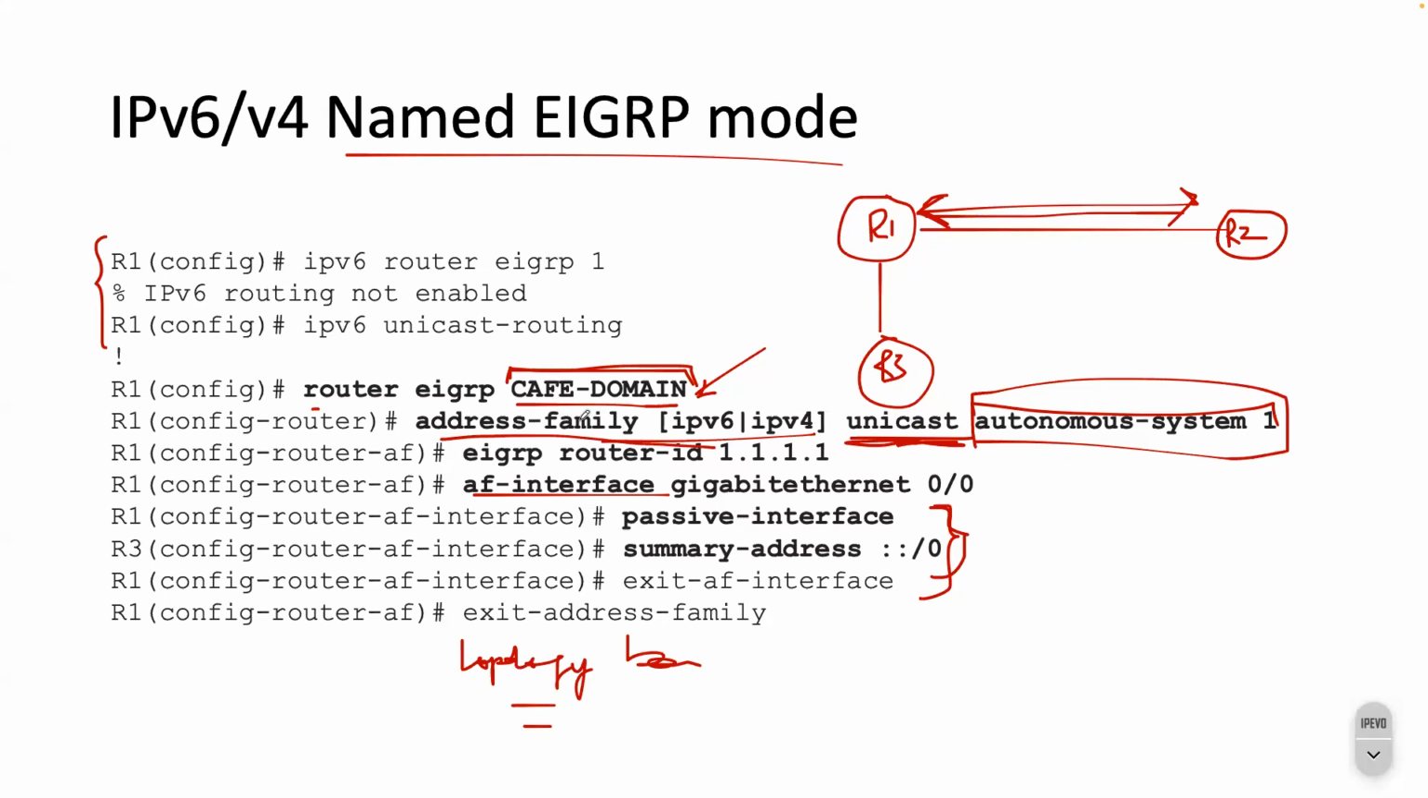AF interface. What is AF interface? Address family interface. You need to define that. That's the syntax of your named EIGRP mode on which you want to run EIGRP. You need to define that under your address family.